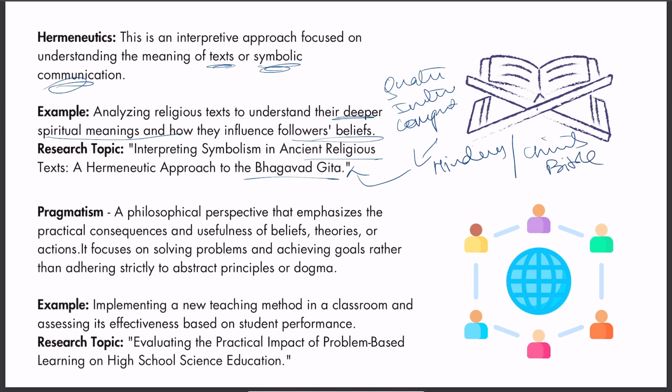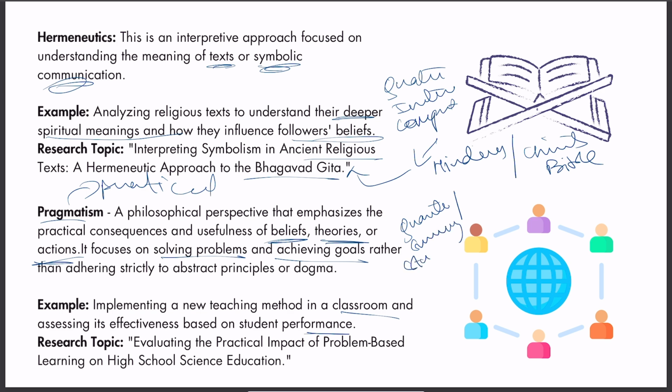Next, we have pragmatism, a philosophical perspective that emphasizes the practical consequences and usefulness of beliefs, theories, or actions. Let me give you a quick example: implementing a new teaching method in the classroom and assessing its effectiveness based on students. So, more practical. It's focused on solving problems and achieving goals. Pragmatism is directly related to the practical. The type of research under this would be more quantitative research, more survey-based research, statistical methods.